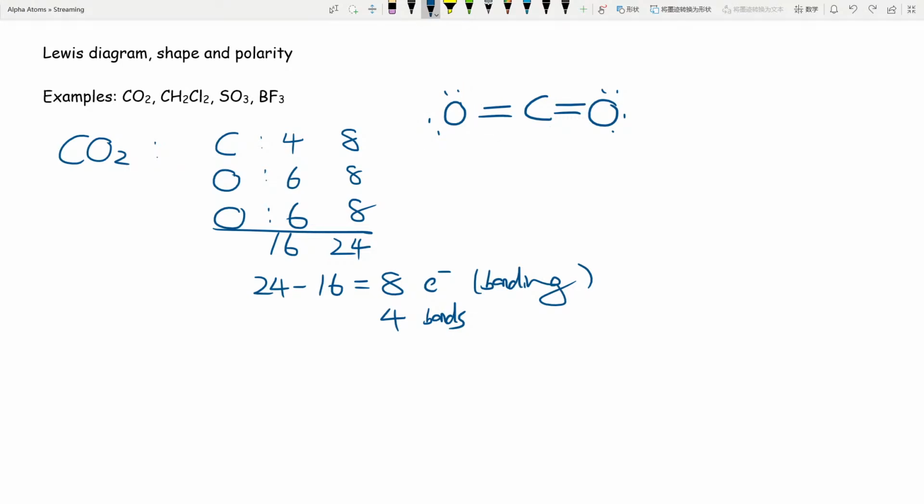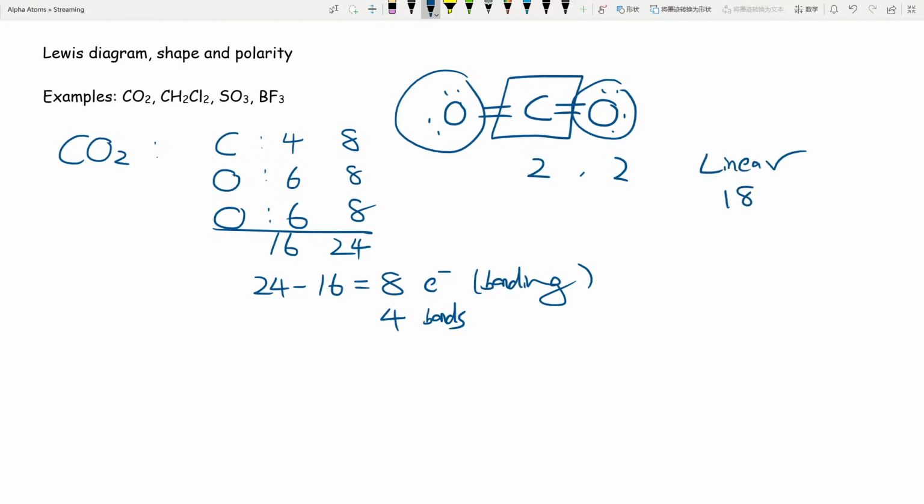What shape is it? You look at the central atom. The carbon has 2 electron densities around it, all of them bonded, therefore this has a linear shape, and the shape has a bond angle of 180 degrees. This is pretty much just achieved and merit stuff, right? But when you're looking at polarity, you need to discuss 2 things. Okay, polarity, you need to talk about the dipole formation.